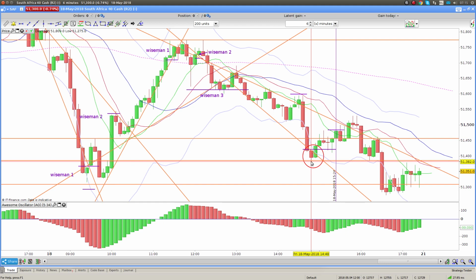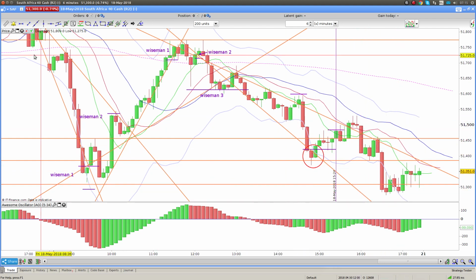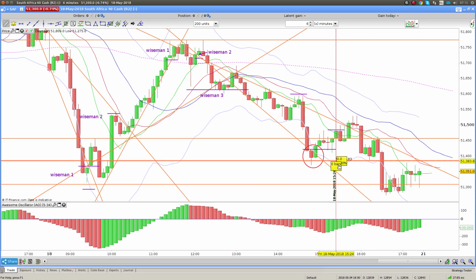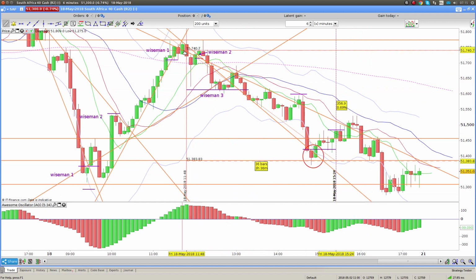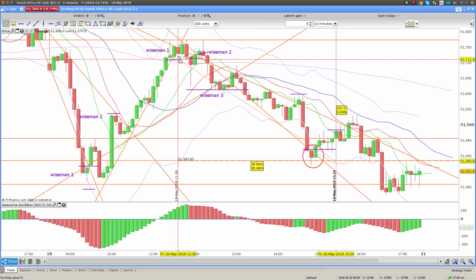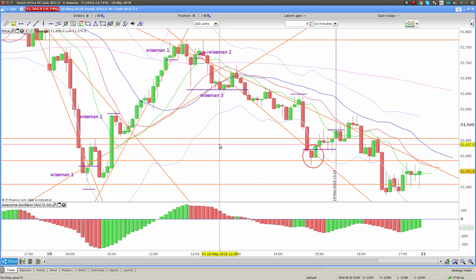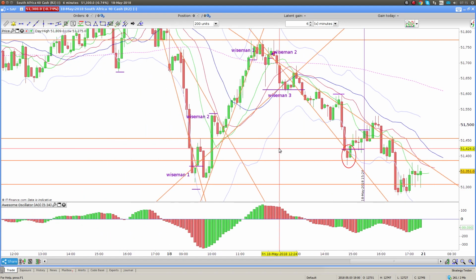So when you're trading a 5-minute like this, you know, that's where your target area would have been. Yes, it moves up and moved down, and you would have lost out on an additional 100 points, but you would have banked 300 points from Wiseman number one. Okay, so that's kind of how I approach the Wiseman. I hope it makes sense to you.